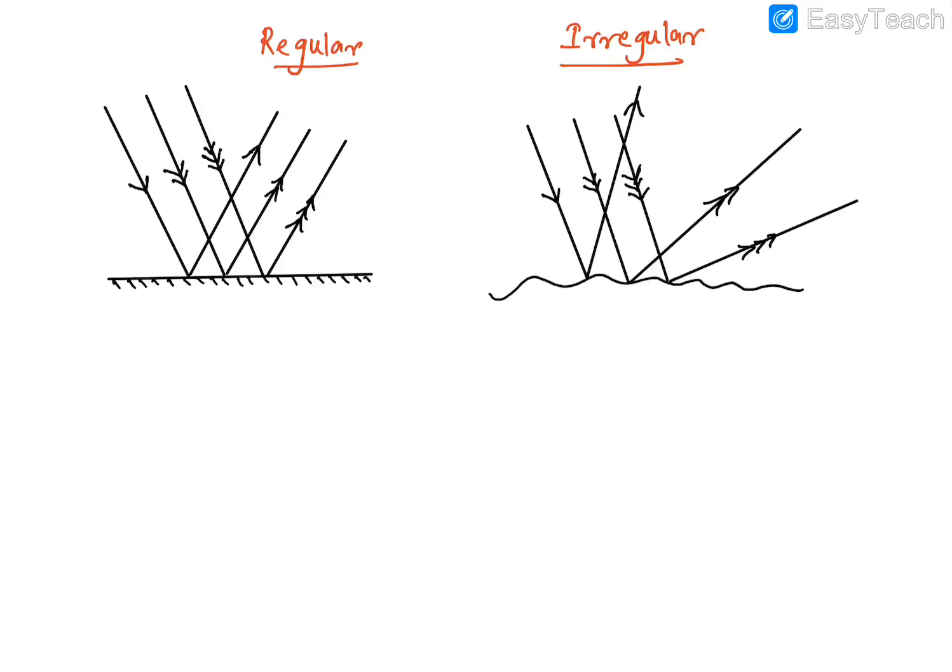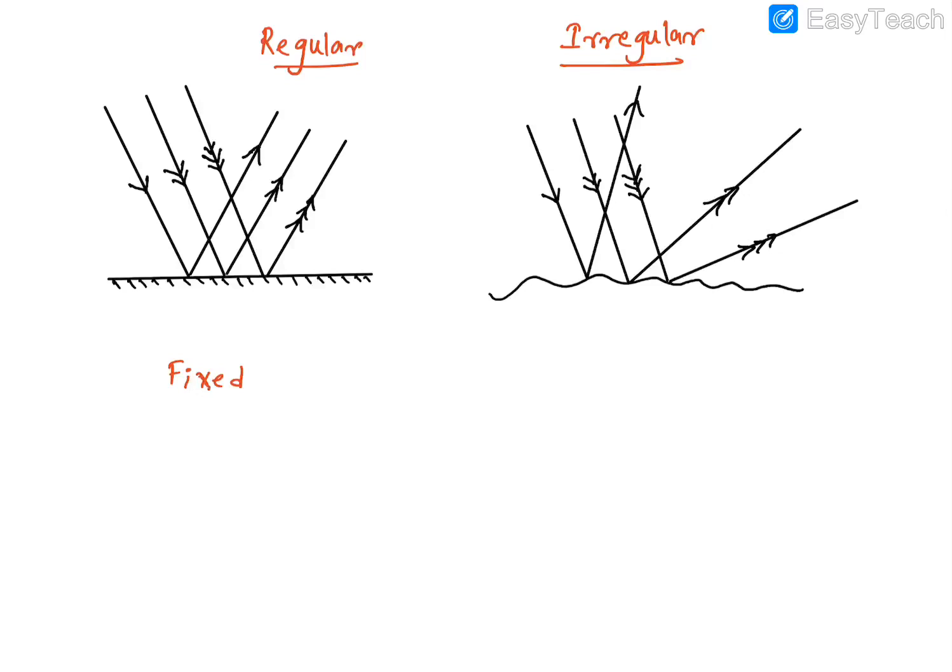Second thing, regular reflection will take place on which surface? It will take place on a smooth polished surface, whereas irregular reflection will take place on a rough surface. Next thing, we can say that in regular reflection the light rays will travel in a fixed direction.